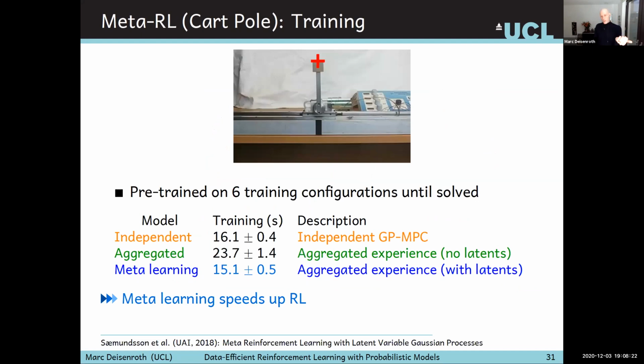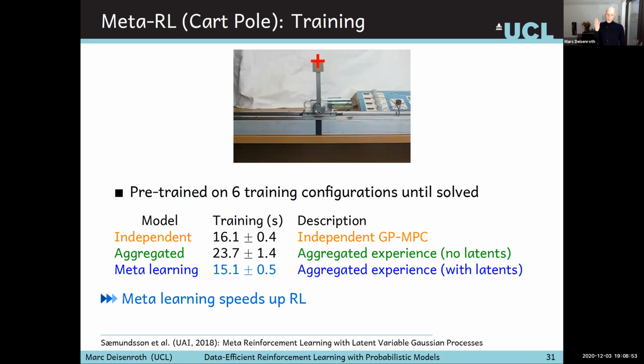Now we can use this idea also in reinforcement learning again. So we're going to go back to the cart-pole system, and the first thing we want to look at is whether we can use this idea of transfer learning or meta learning to speed up reinforcement learning, even if we only look at different configurations at training time. So we have access to all data from all training tasks at the same time. There's no unknown configuration at the moment.